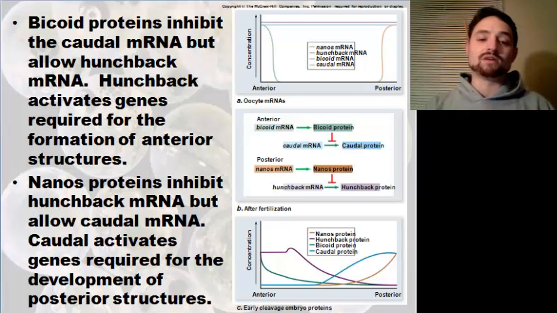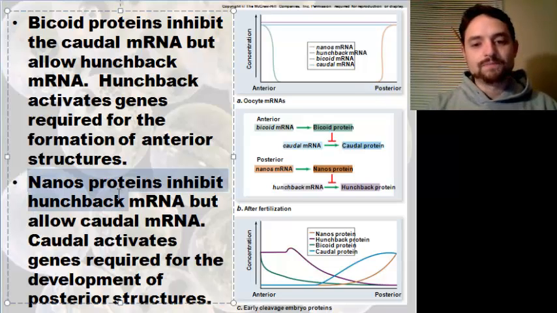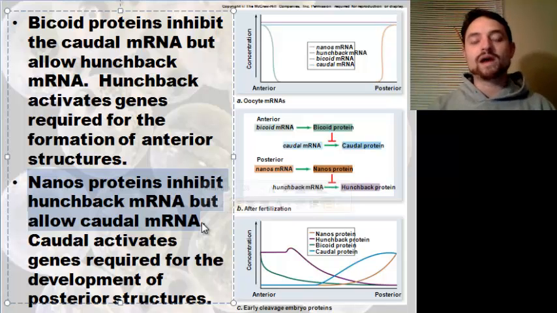When we go to the tail side, or the posterior side, nanos proteins inhibit hunchback mRNA, as you can see right here, but allow caudal mRNA. The caudal mRNA then produces caudal proteins. Caudal proteins activate genes required for the development of posterior structures.